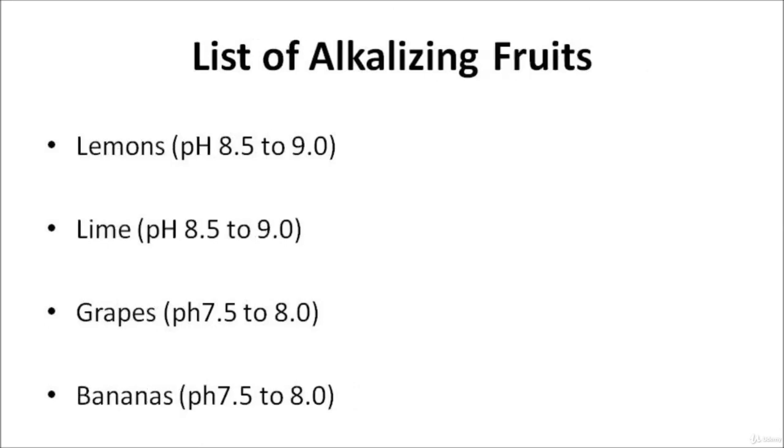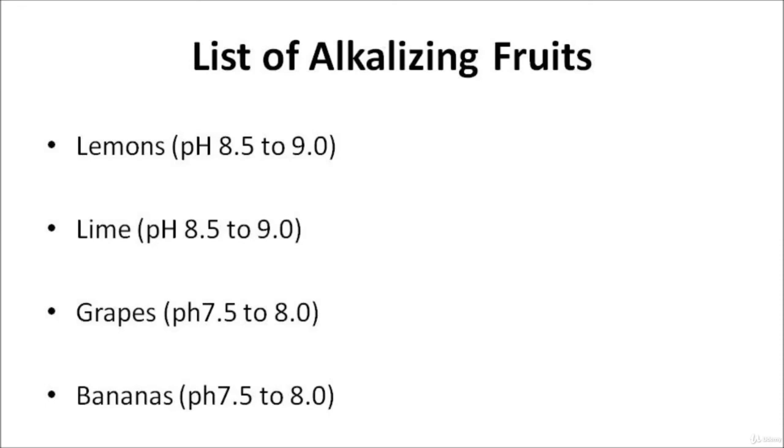A list of alkalizing fruits. Lemons. They're highly alkaline forming with a pH of 8.5 to 9.0 and an excellent remedy against colds, coughs, sore throats, heartburn, and gastro upsets. Limes are also extremely alkaline forming foods with a pH level of 8.5 to 9.0, and they purify the kidneys.